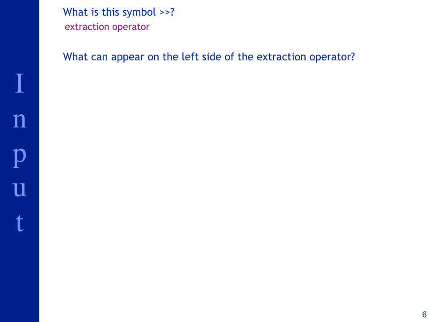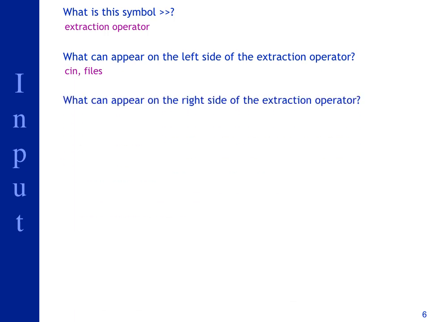Let's now talk about input. So what this symbol shows is a couple arrows pointing to the right. Correct, that is an extraction operator. We're going to extract data from a stream device. Okay, what can appear on the left side of that? Where we're extracting from, right? Any stream device, for example, console input or a file. Again, what can appear on the right side of the expression? So we're going to take that information and put it somewhere that we can store information. Correct, we can only store in variables, so there has to be a variable.